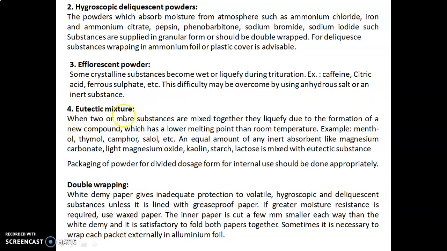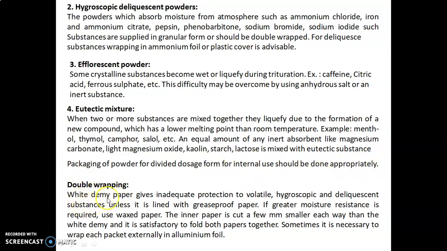Eutectic mixture. When two or more substances are mixed together, they liquefy due to the formation of a new compound which has a lower melting point than room temperature. Example, menthol, thymol, camphor, salol, etc. An equal amount of any inert absorbent like magnesium carbonate, light magnesium oxide, kaolin, starch, lactose is mixed with the eutectic substance. Packaging of powder for divided dosage form for internal use should be done appropriately.